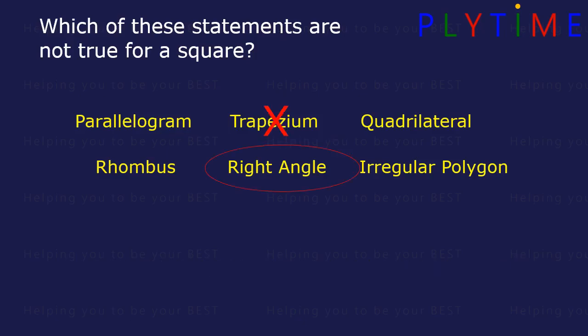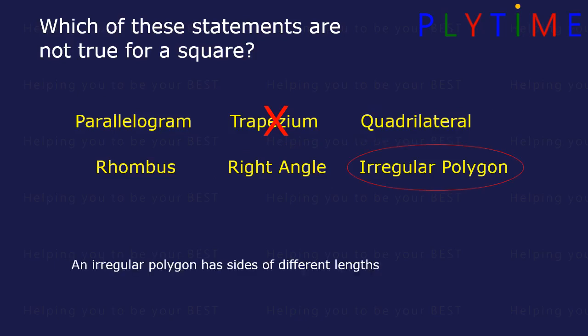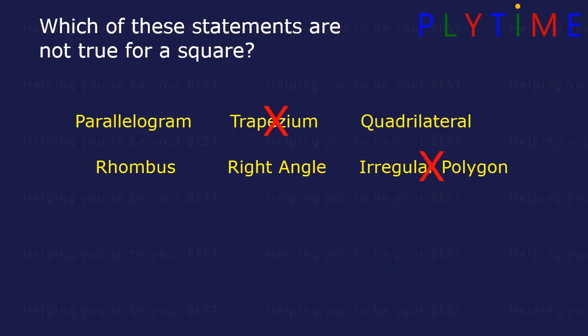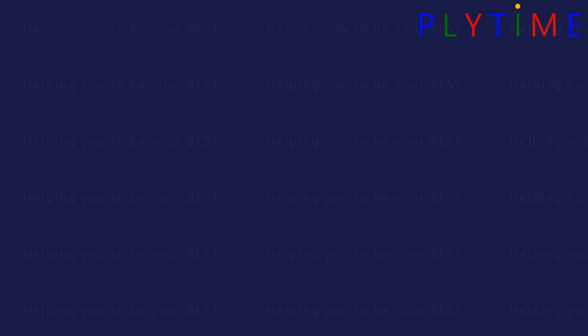Right angle. A square has a right angle, in fact it has four, so that's true of a square. Quadrilateral has four sides, that's true of a square. Irregular polygon. An irregular polygon has sides of different lengths, so that's not true of a square. The statements that are not true are trapezium and irregular polygon.